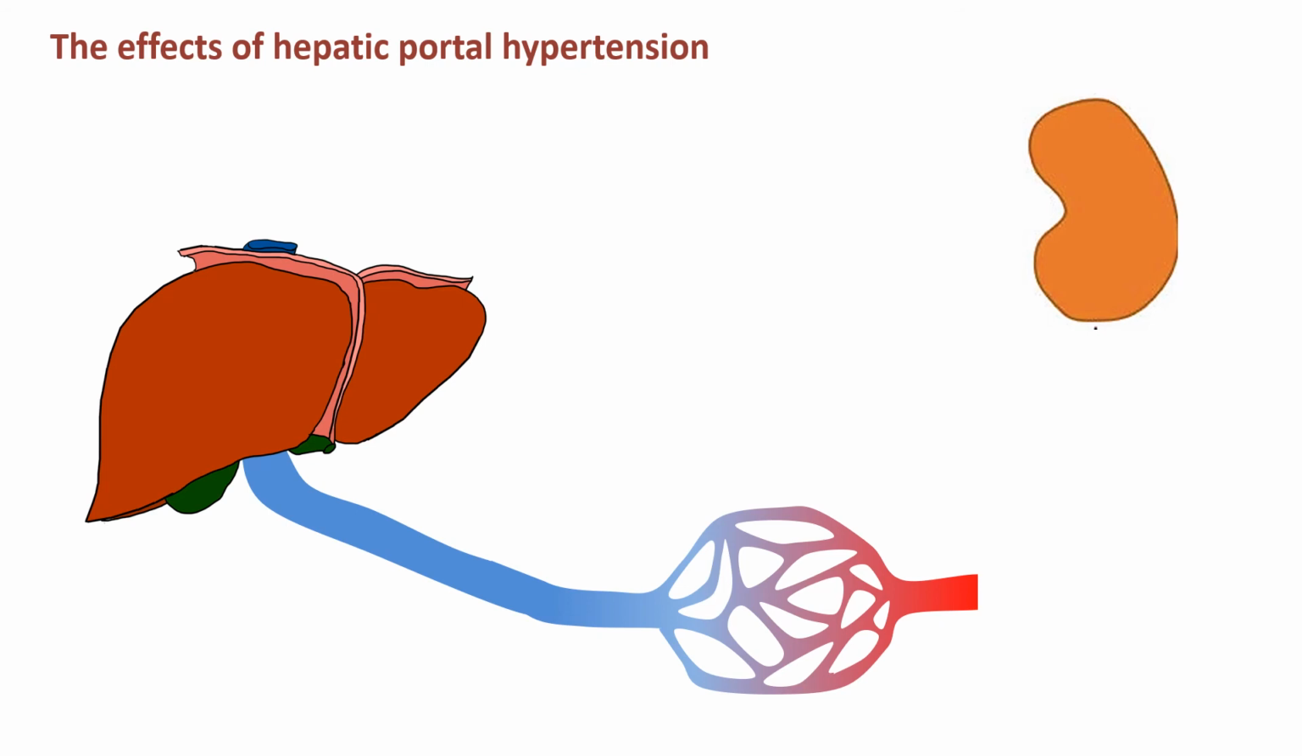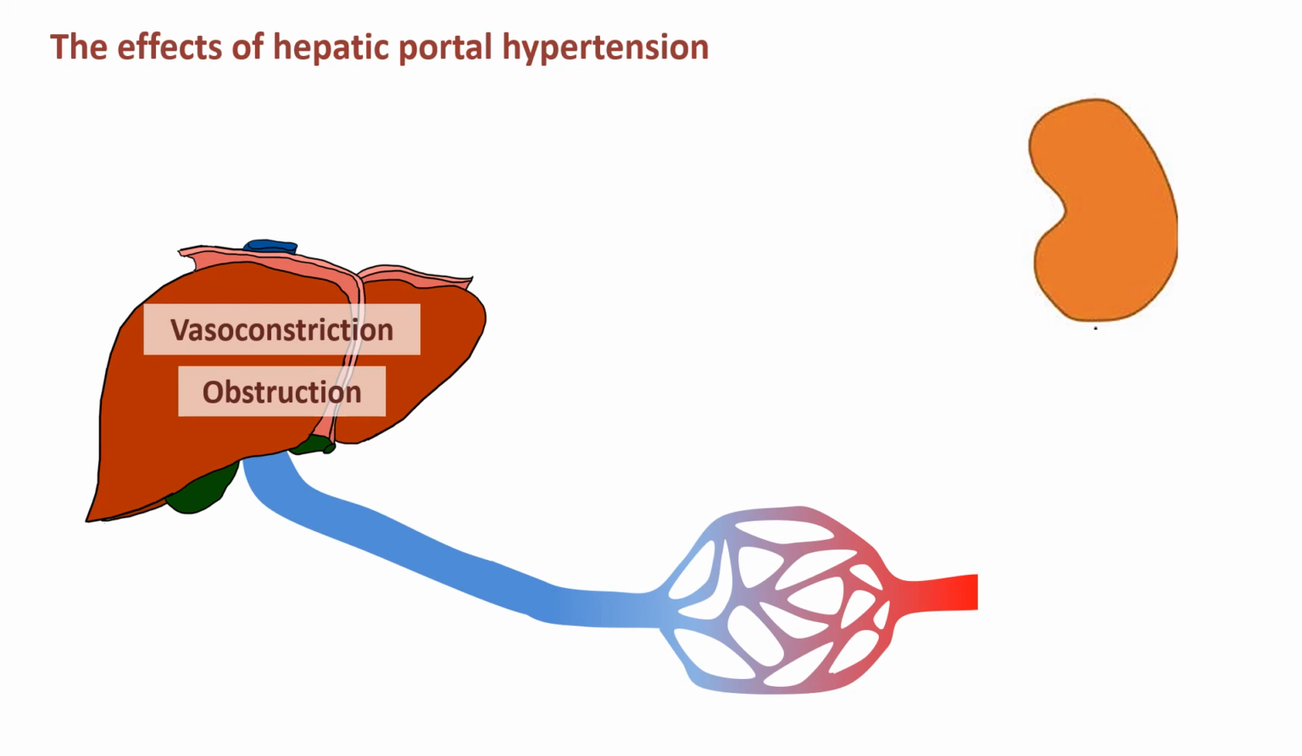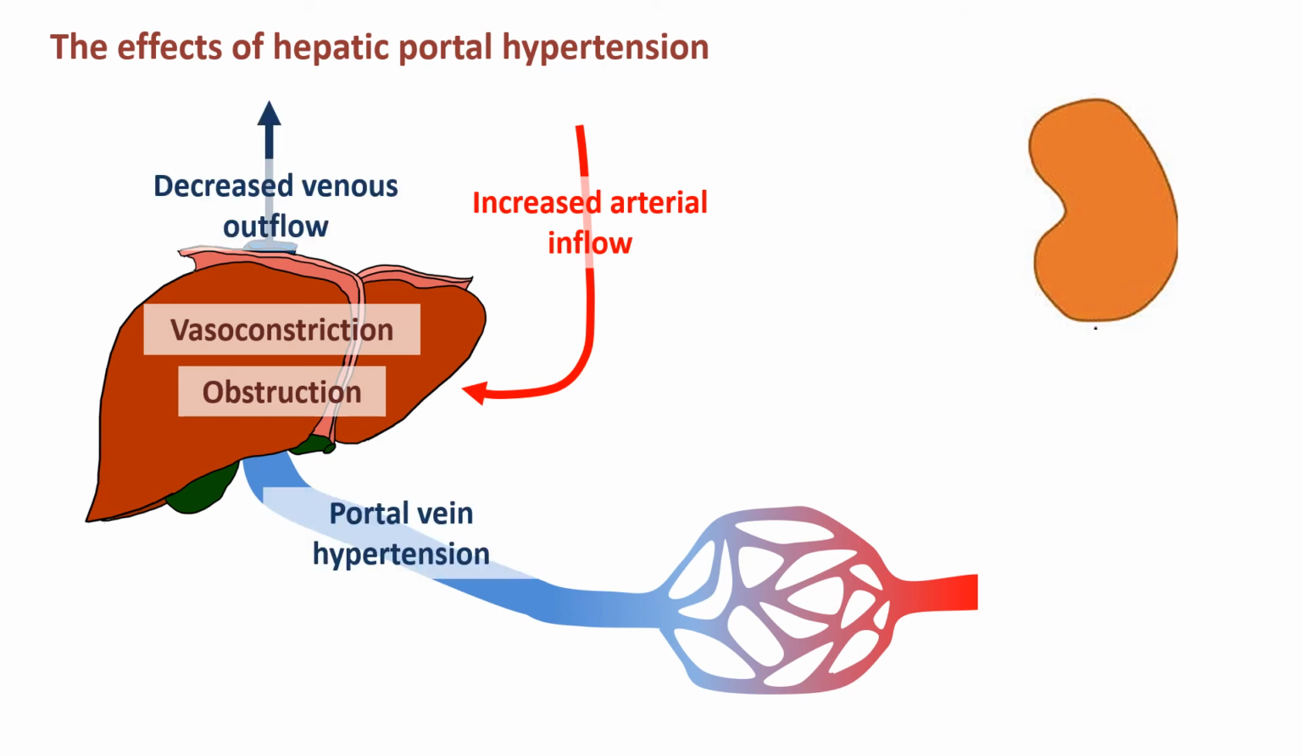So let's have a look at that in a diagram. So we have vasoconstriction and obstruction in the liver. We also have increased arterial inflow alongside that decreased outflow. This gives us portal vein hypertension. We've got congestion in the liver, we're going to get back pressure, a bit like our backward failure in terms of heart failure.